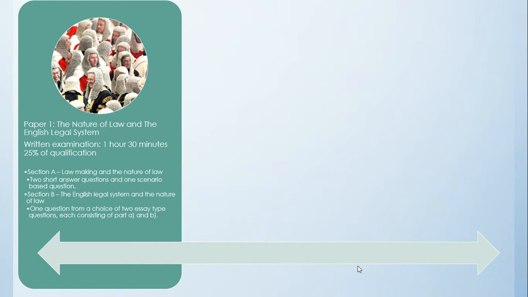So just a quick overview of your exams. You've got paper 1, which is the nature of law and the English legal system. This is a written exam and it's an hour and a half. It's worth 25% of your qualification and it's split up into 2 sections.